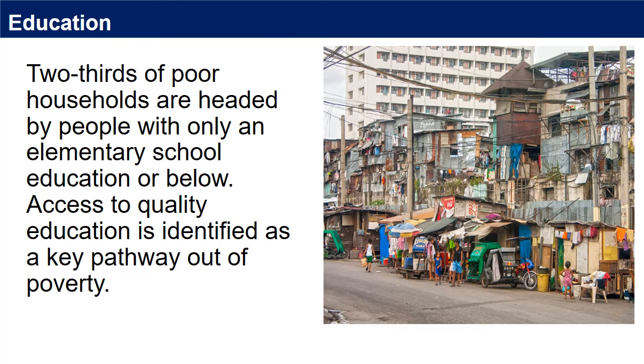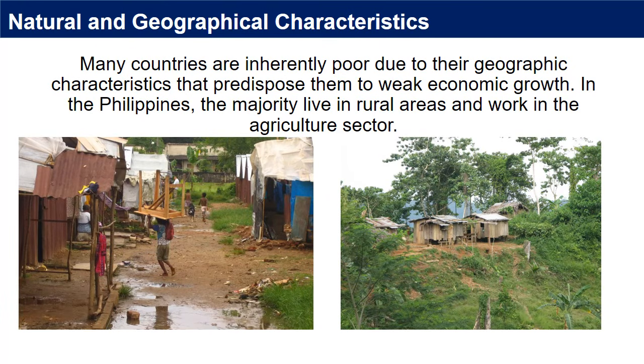Without proper training for the respective skills and knowledge in the workforce, such as to read, write, communicate, and be able to choose different alternatives in a more informed way, there would be low earnings and therefore an increase in poverty level. Many countries are inherently poor due to their geographic characteristics that predispose them to weak economic growth. In the Philippines, the majority live in rural areas and work in the agriculture sector. The Asian Development Bank suggests that there's a need for agricultural development for the farmers and fishermen to generate more income. Also, recurrent shocks and exposure to risks such as economic crisis, conflicts, and natural disasters are the main drivers of poverty in the country.